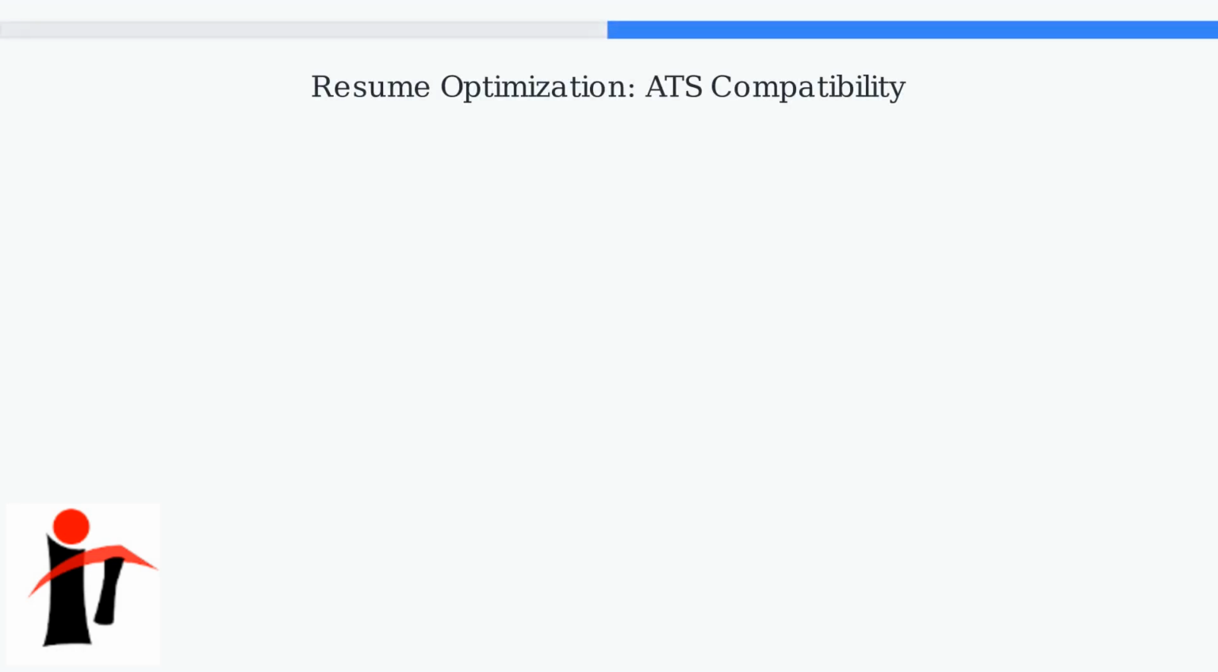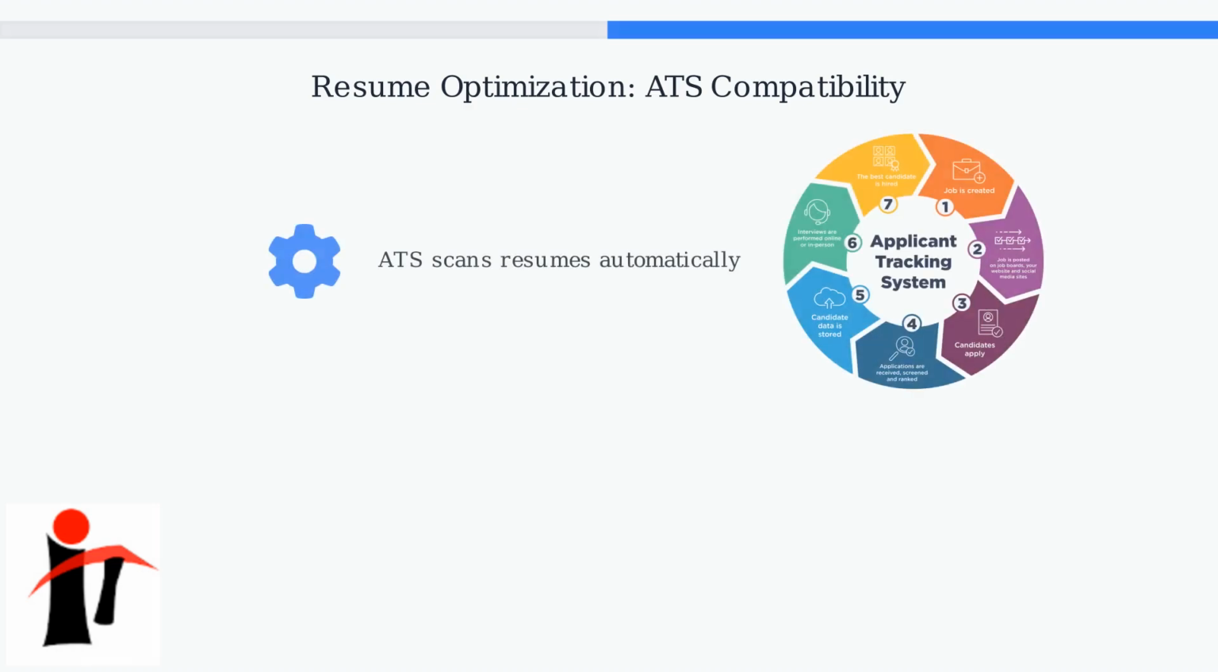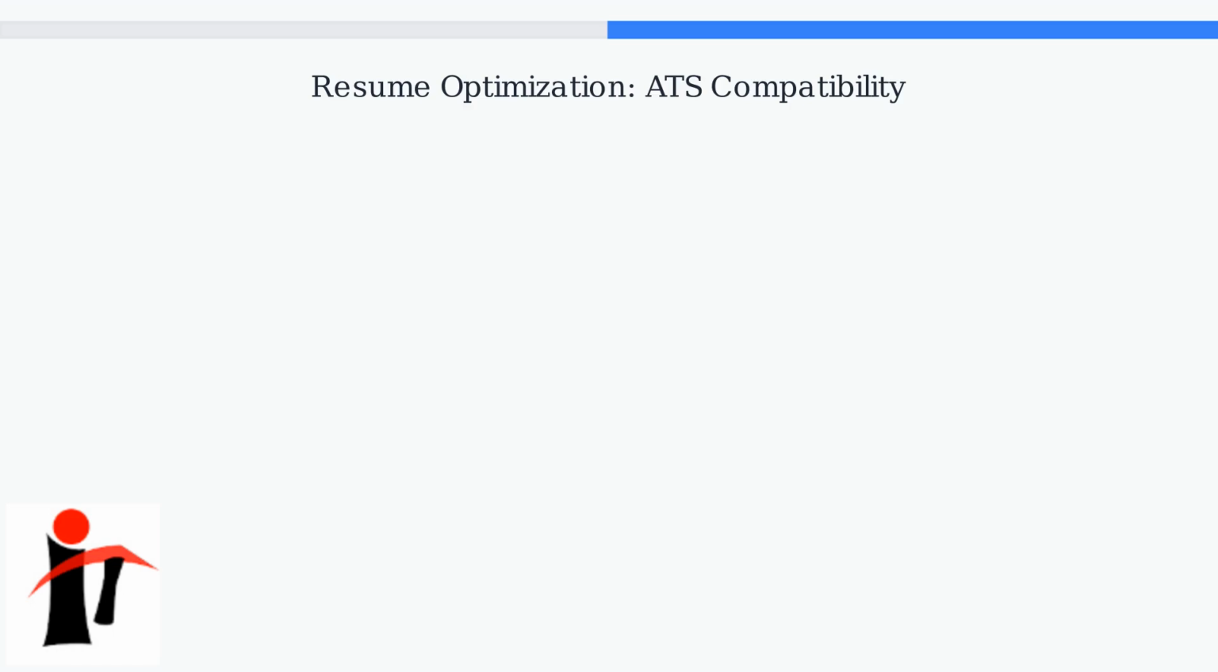Now let's focus on optimizing your resume for applicant tracking systems, or ATS. These automated systems scan resumes before human recruiters see them, so formatting matters. Applicant tracking systems, or ATS, are software programs that employers use to manage job applications. They scan resumes for keywords and qualifications before passing them to human recruiters.